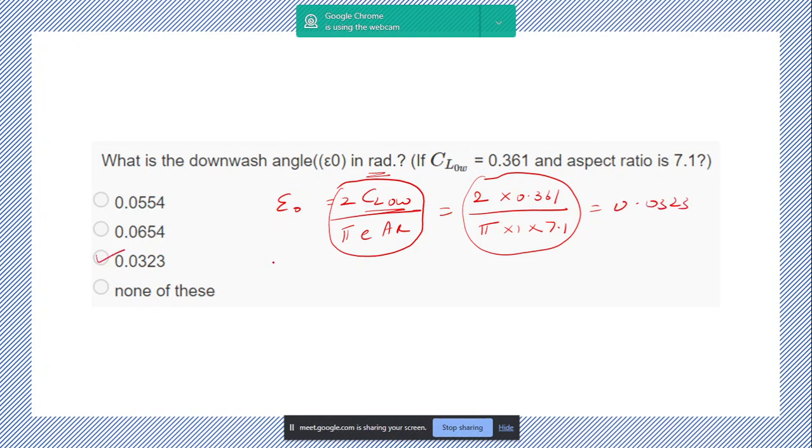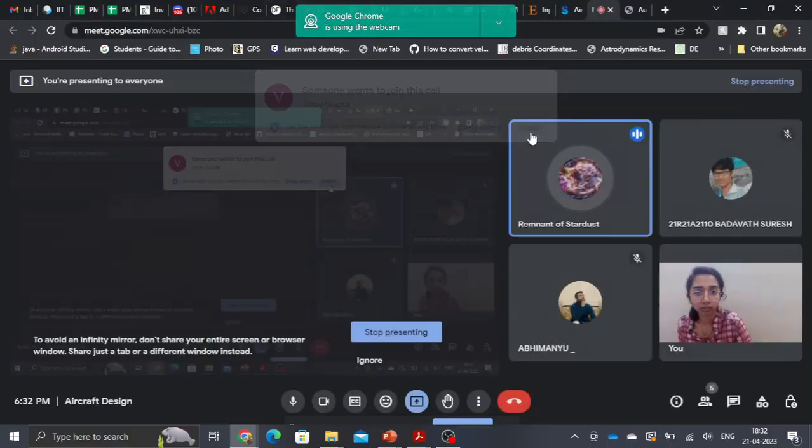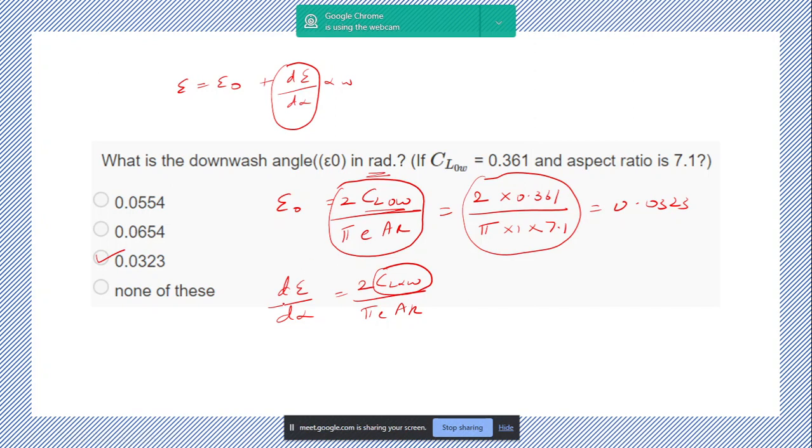So this is it. Our downwash angle, again with linear approximation, is d epsilon by d alpha into alpha wing. Now if I ask you to find d epsilon by d alpha, it's a similar formula. d epsilon by d alpha is 2 CL alpha of the wing by pi E AR. Now the CL alpha of the wing, what should be the unit? This d epsilon by d alpha has to be non-dimensional, right? So this equation is valid only if your CL alpha wing is in per radians.